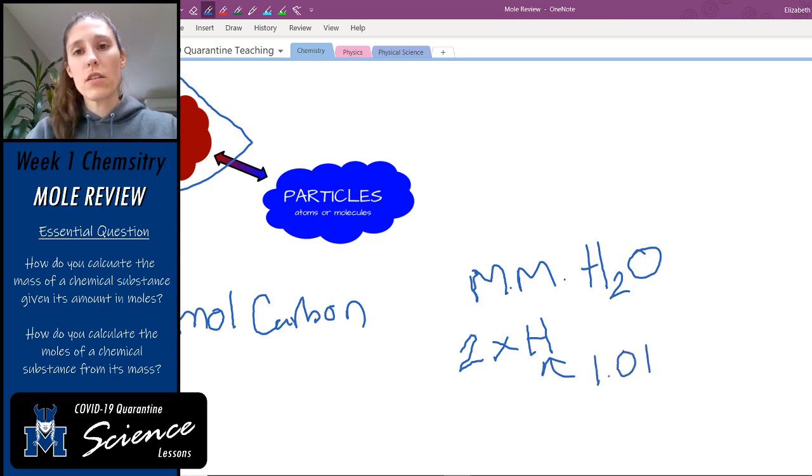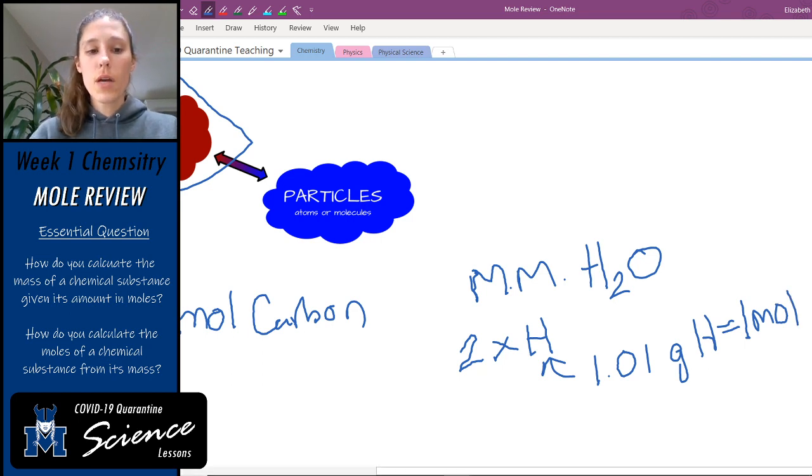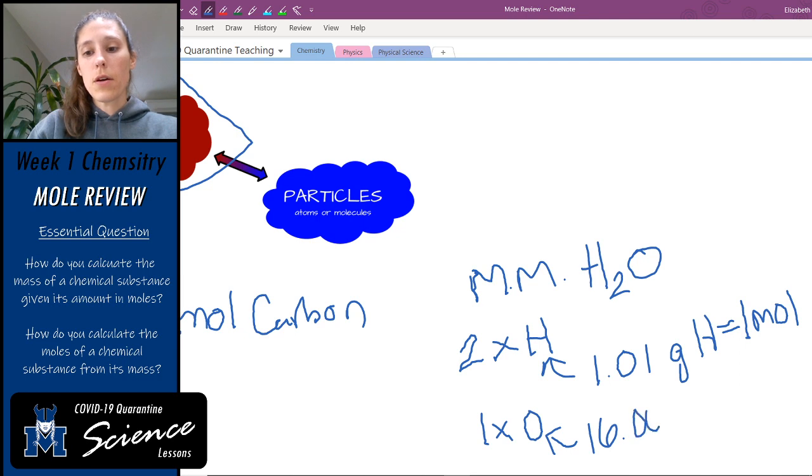Depending on how many sig figs, it might not look exactly like that. I'm just going to round all these to 2 decimal places. So 1.01 grams of hydrogen is 1 mole, but you have 2 hydrogens, so that will come into play in a second. And then we want to find our oxygen. We have 1 oxygen in H2O. From the periodic table, we know that there's 16.00 grams of oxygen in 1 mole of oxygen.